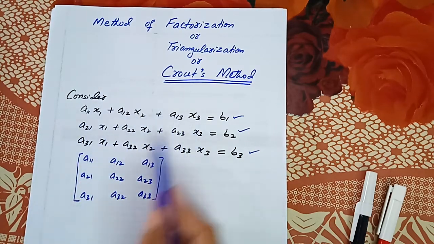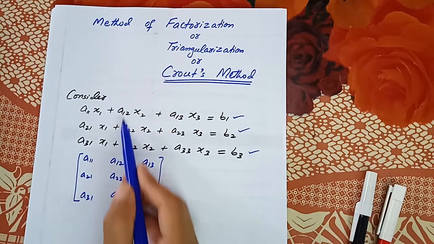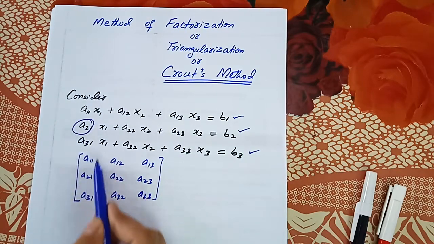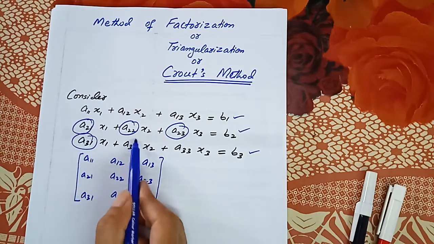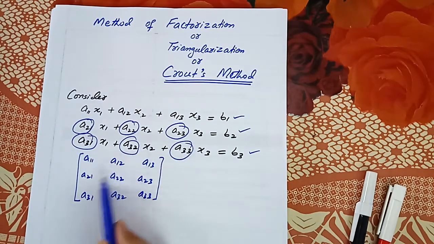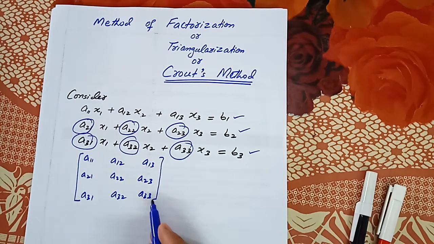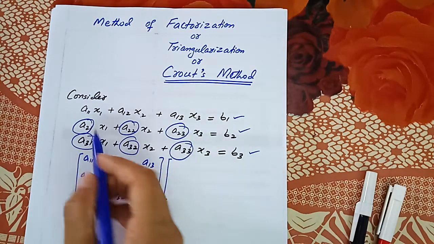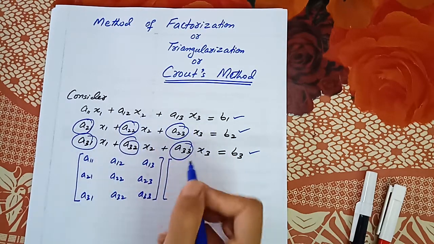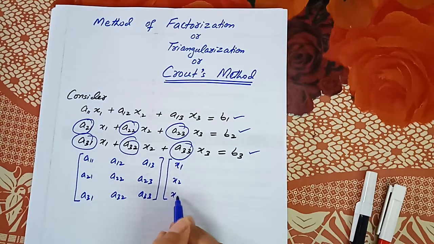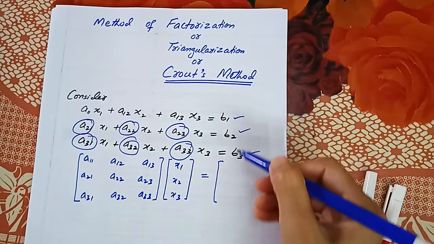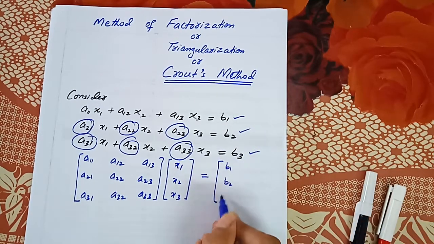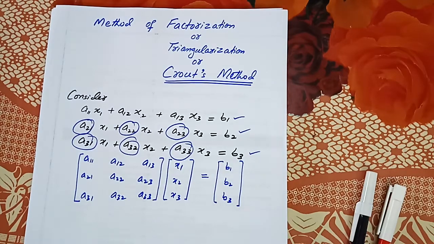The first row's coefficients are written like a11, a12, a13, then a21, a22, a23, then a31, a32, and a33. All the rows and columns are filled up. This is a 3 cross 3 matrix. Now this is going to be multiplied with these variables x1, x2, and x3, and all this is equal to your constant terms that are on the right side, b1, b2, and b3. Now these have some names.